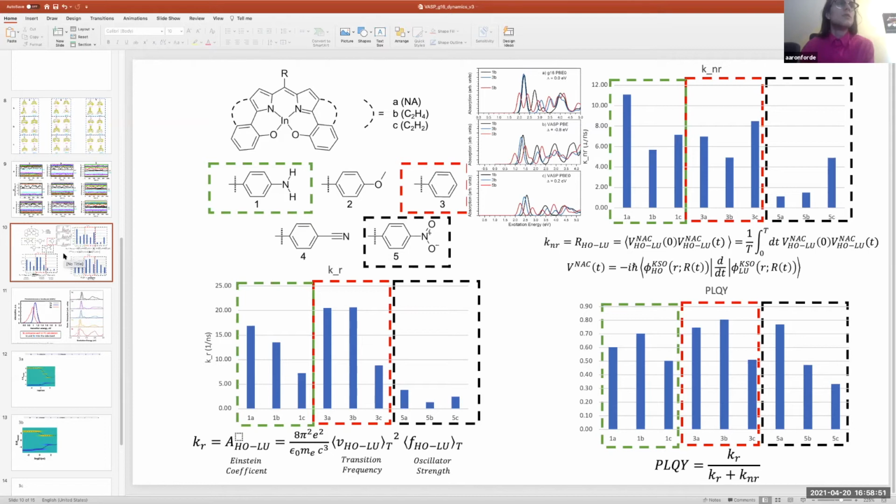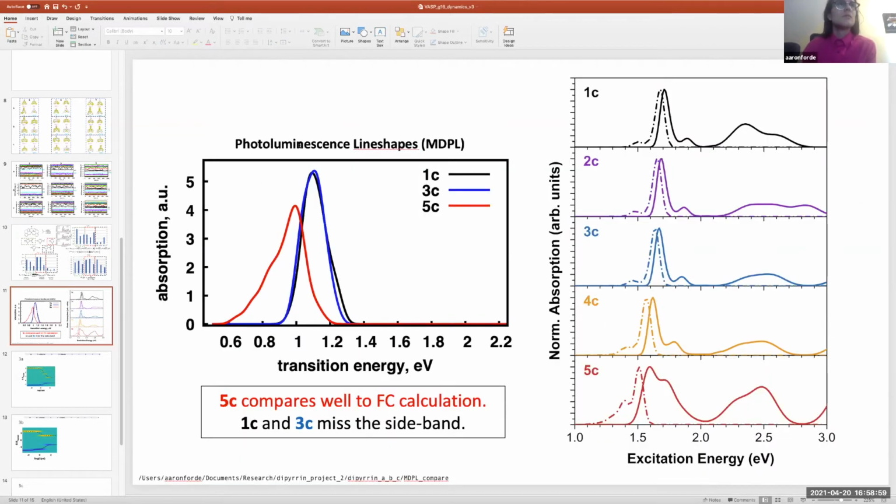I did try just one other thing, seeing if I could replicate Levi's line shapes for the luminescence. So we have this molecular dynamics photoluminescence protocol. Basically it's just extracting the PL energy and oscillator strength and then plotting that over time. That's what's shown in the left panel for the C compounds. And the 5C actually compares fairly well with what Levi saw with the side bands, but the side bands were missed for 1 and 3.